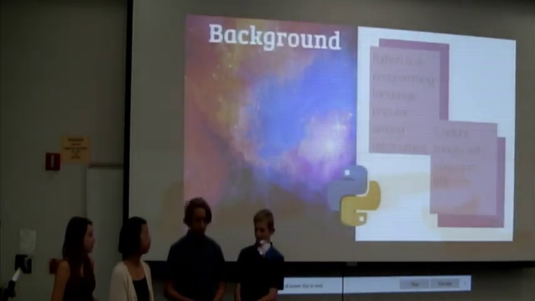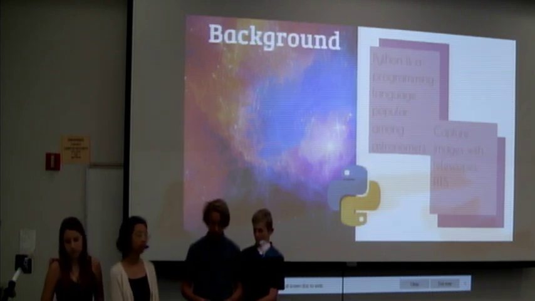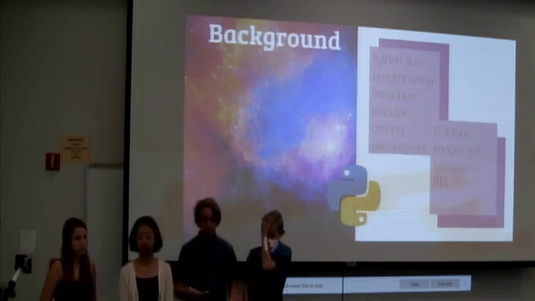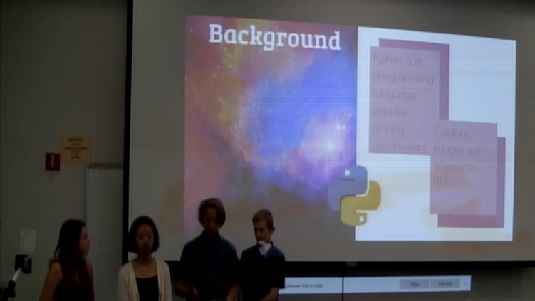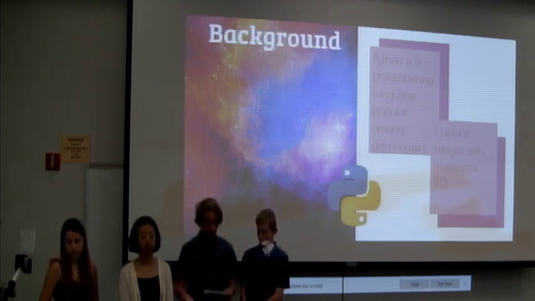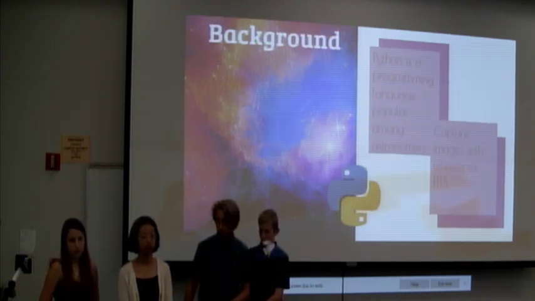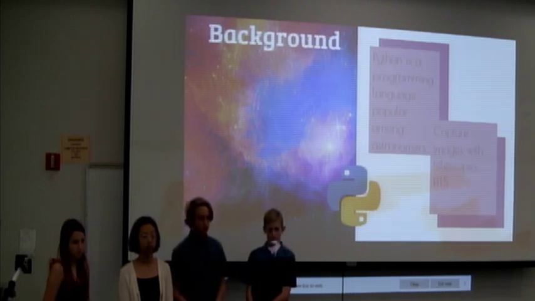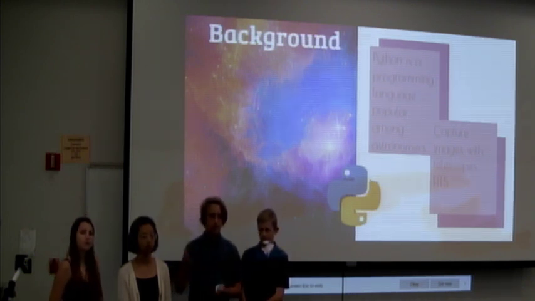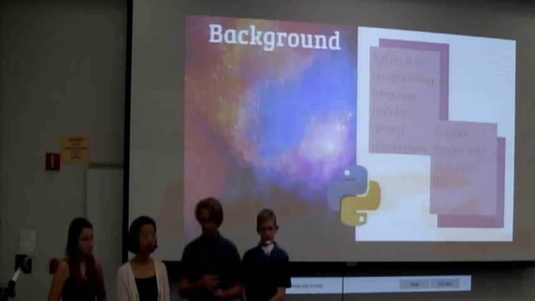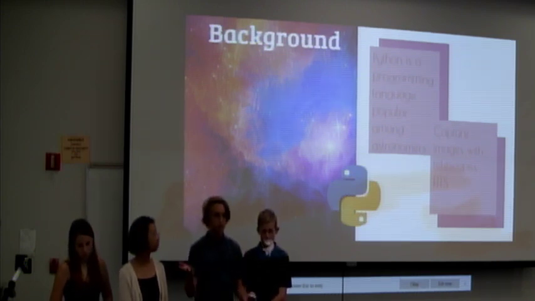Okay, so Python is a programming language that is very popular among astronomers. So we use Python to gather FITS images from a database. FITS stands for Flexible Image Transport System. And basically we created an algorithm that searches a database for pictures of the sun at a specific time that would have Venus and Mercury transiting in front of the sun.